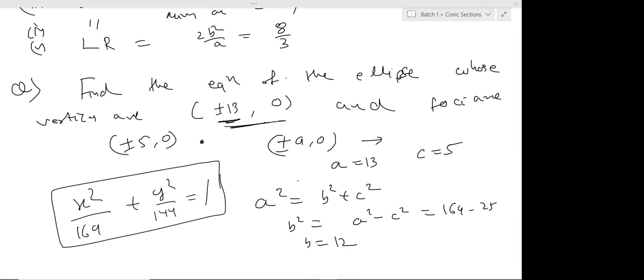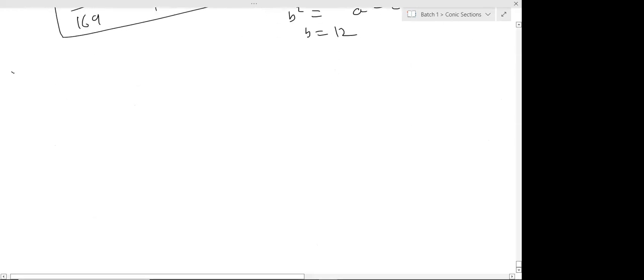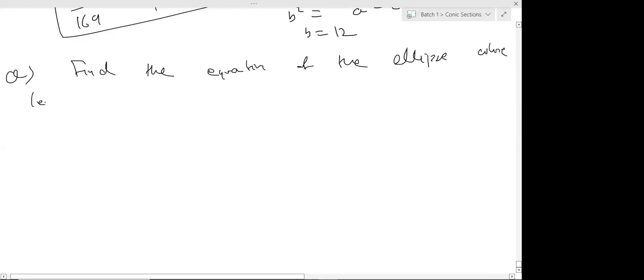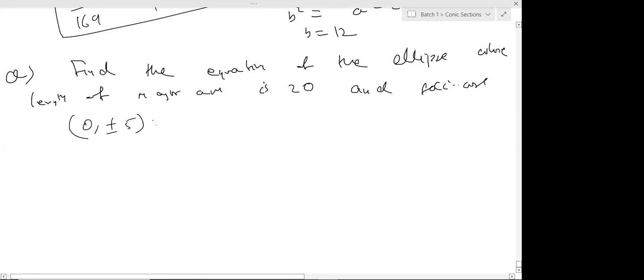Let's try another question. Find the equation of the ellipse whose length of major axis is 20 and foci are 0 comma plus minus 5. All right, I'll give you a few minutes for this also.